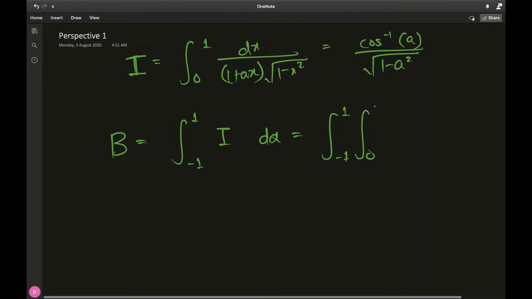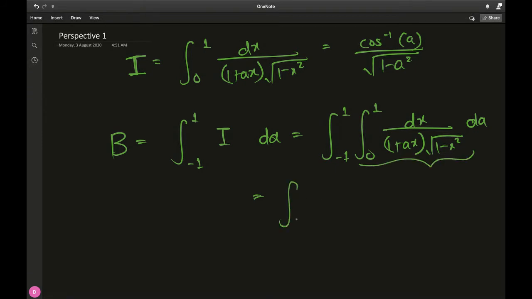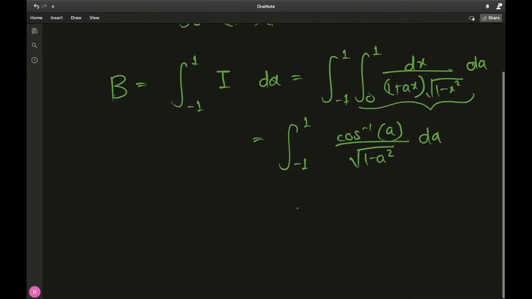Instead of I, we have integral from 0 to 1 of dx over 1 plus ax square root of 1 minus x squared dA. So suddenly the a that was actually being treated as a constant is actually an important person, so it just got promoted. And guess what? We know what I is. We know what this inside integral is. Integral from negative 1 to 1 of cosine inverse of a over square root of 1 minus a squared dA. So yeah, we know what this is, clearly.